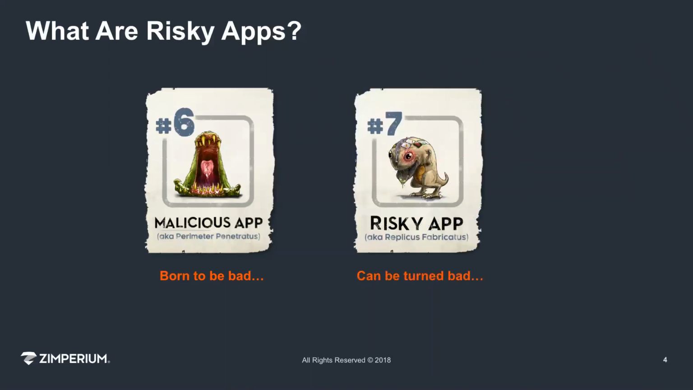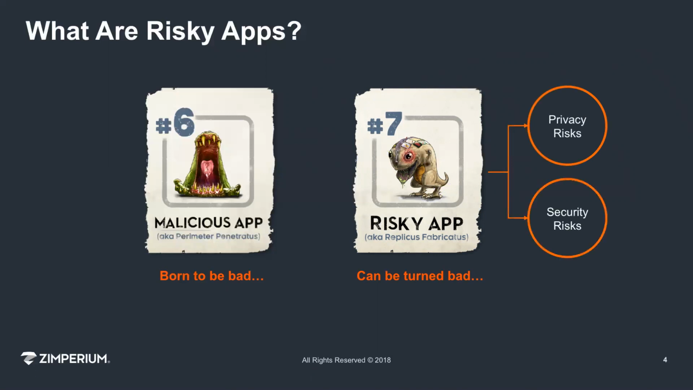Okay, that sounds pretty scary stuff, right? And then a risky app can be turned bad, right? So risky apps have privacy risks and inherent security risks because they're trying to steal data. How do you guys delineate malicious app versus risky app? And then we'll kind of move on, and we'll see the reports later. But what's the difference? A great question.